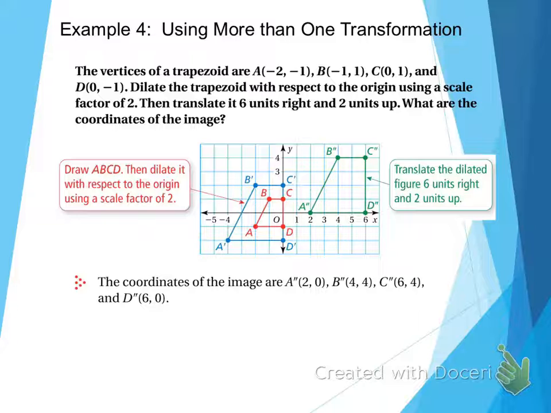That's the dilated figure translated 6 units to the right and 2 up. The coordinates of the new image, which they denote as double prime, is 2, 0, 4, 4, 6, 4, and 6, 0.